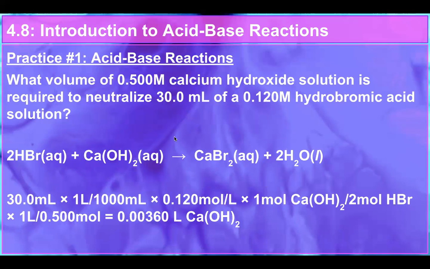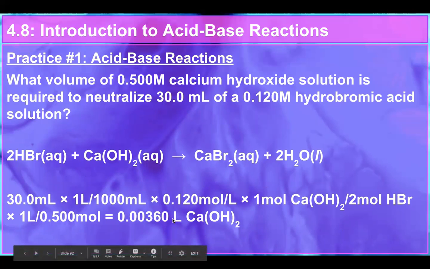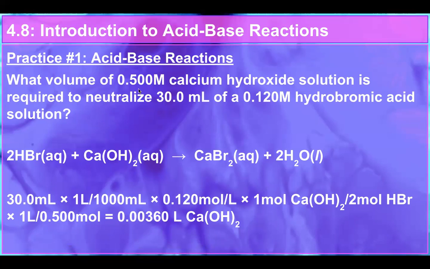Okay, so the next two, I have some example problems, and I do have the solution written down here, but feel free to try this out on your own, okay? Plus, my solution down here looks real ugly because I just wrote it out all in one line. But anyways, what volume of 0.500 molar calcium hydroxide solution is required to neutralize 30.0 milliliters of 0.120 molar hydrobromic acid solution? Let's write out the chemical equation.